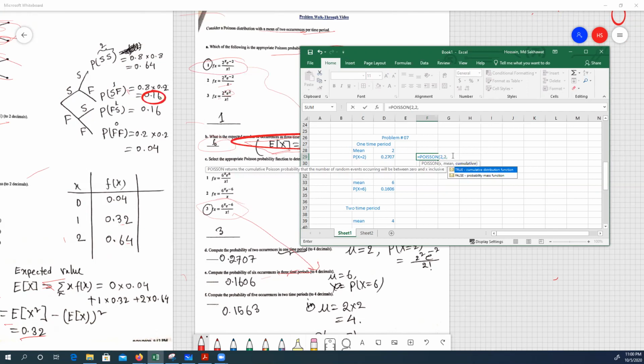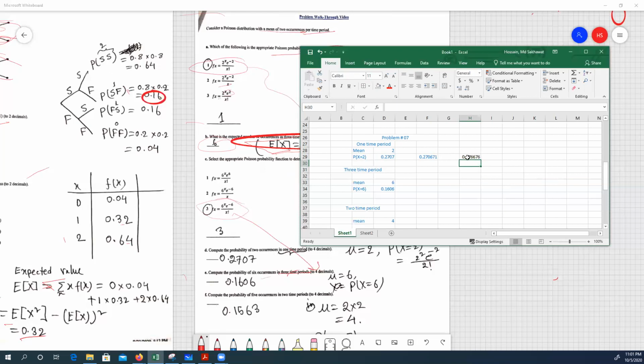So what does it mean by cumulative? Okay, if you use 0, then it is not cumulative. If you use 1, then it is cumulative. So if you use 0, then it will give you the probability for x exactly equal to 2. But if you use 1, suppose x is 2, comma, the mean is 2, and you use 1 here, then you will have a different probability. See here, this probability is higher than this one.